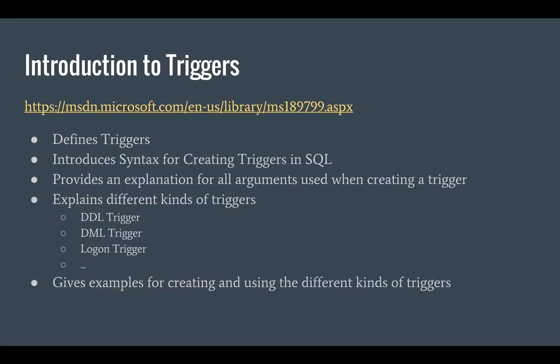So the second topic are database triggers. This first link that we chose is a brief introduction to database triggers. It defines what database triggers are. It shows you the syntax, how to create database triggers, and a brief explanation of why you might want to use them. It then compares and contrasts some of the different types of database triggers and gives use cases for each of the different ones.